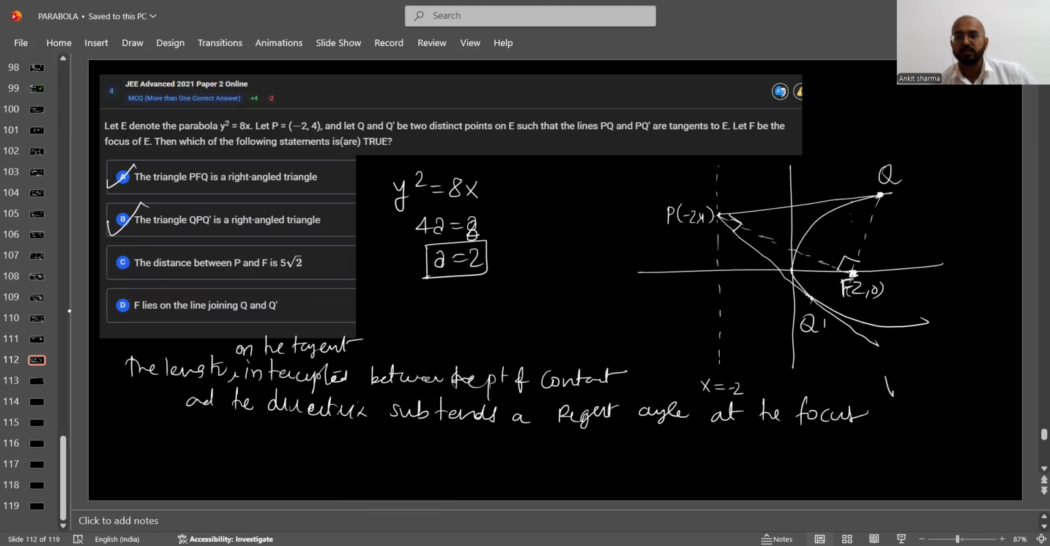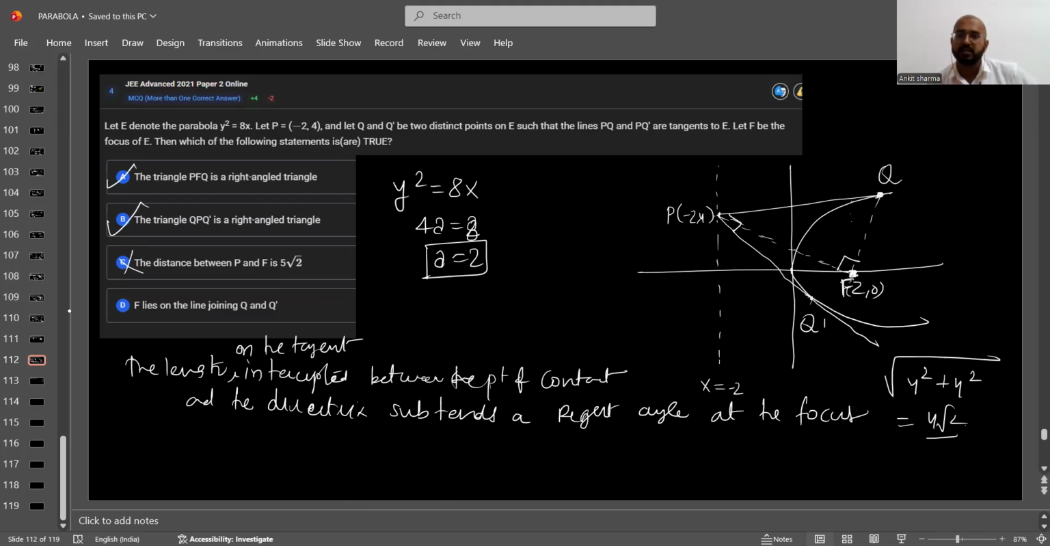So this is 2 comma 0. So 4 square plus 4 square. This will turn out to be 16 plus 16. This is 4 root 2. It's not 5 root 2. So this is incorrect. And F lies on the line joining Q and Q dash.